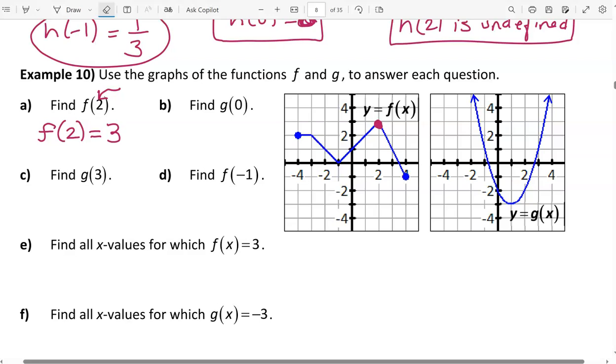Now we're going to find g of 0, and g of 0 says that 0 is a replacement for x, and when x is equal to 0, the point on the graph that indicates a correspondence is (0, 1), so g of 0 is equal to 1.